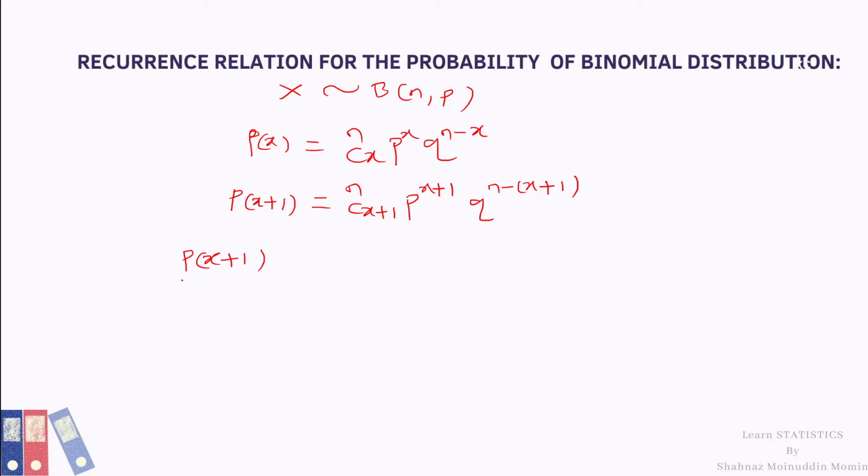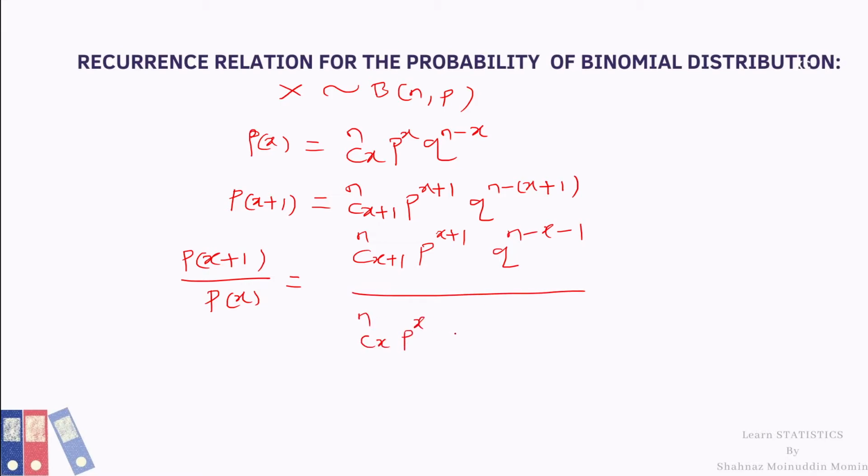P(x plus 1) divided by P(x), which is equal to probability of x plus 1 divided by probability of x. Now we shall substitute the values of probability x plus 1 and probability x, which is nC(x plus 1) p raised to x plus 1 q raised to n minus x minus 1 upon nCx p raised to x q raised to n minus x.